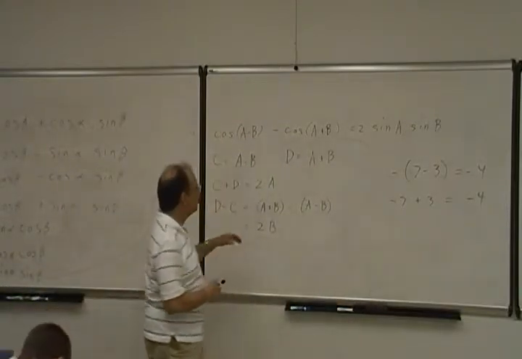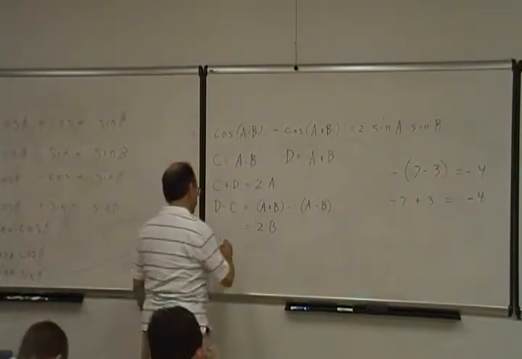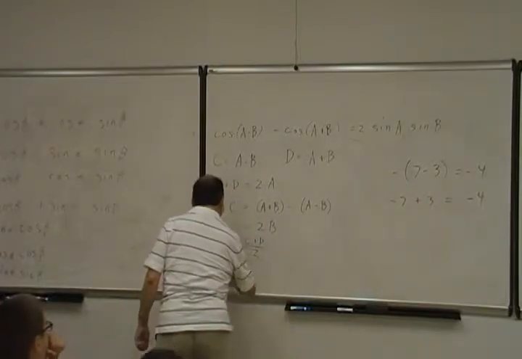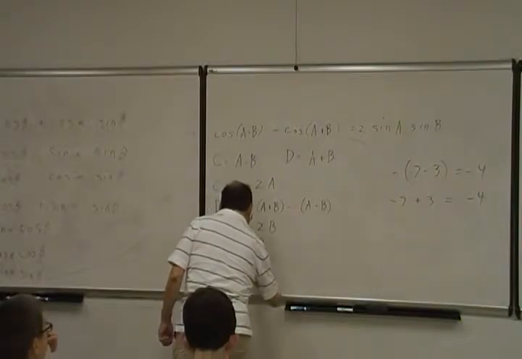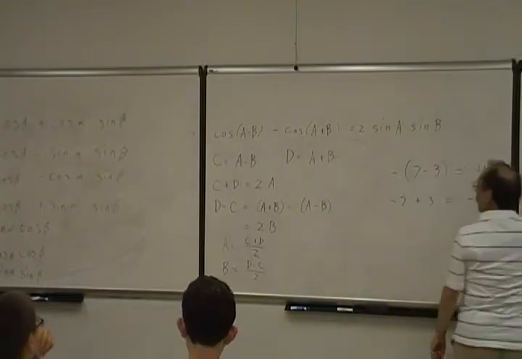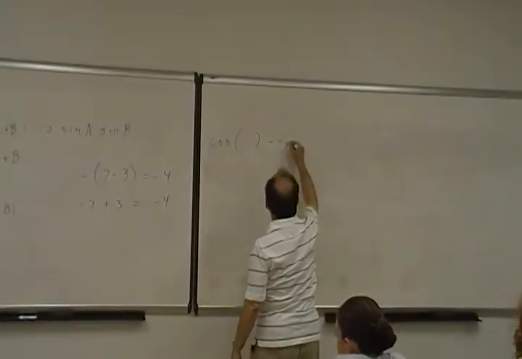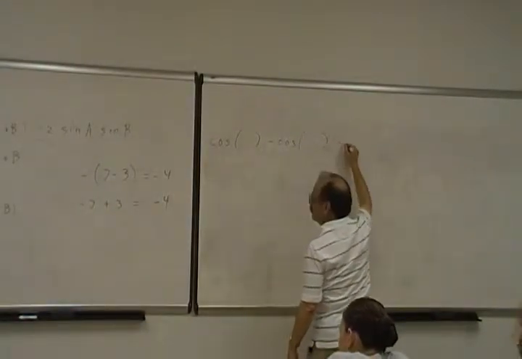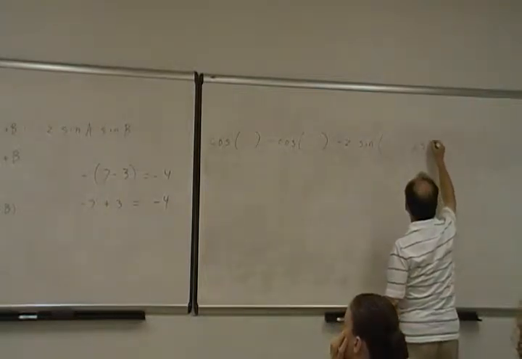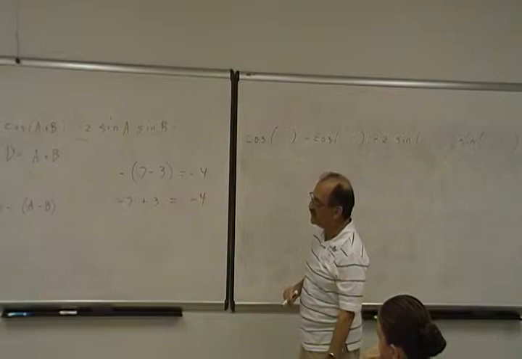Okay, so this is C plus D, this is D minus C. So turning it around, A is C plus D over 2, B is D minus C over 2. And so this identity can be rewritten as cosine of something minus cosine of something equals 2 sine of something sine of something. Okay, so I want to rewrite everything in terms of C and D.